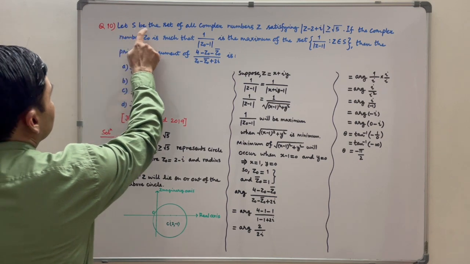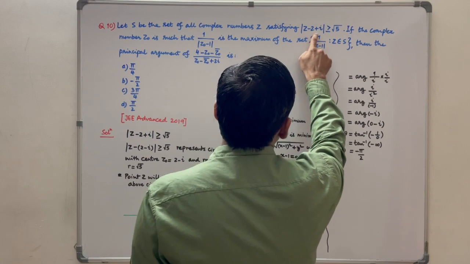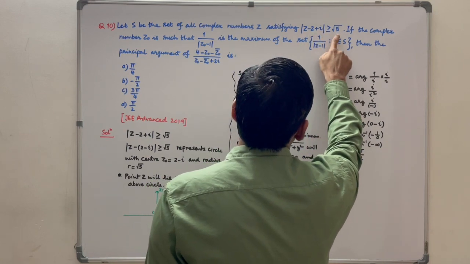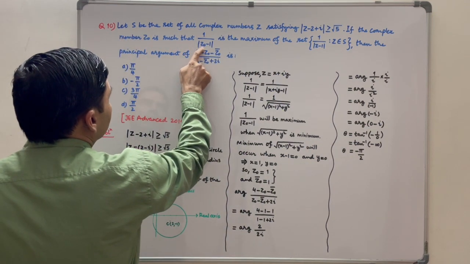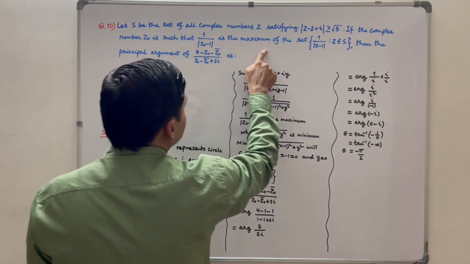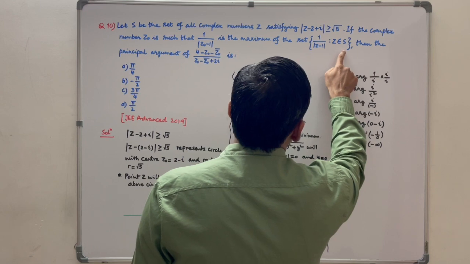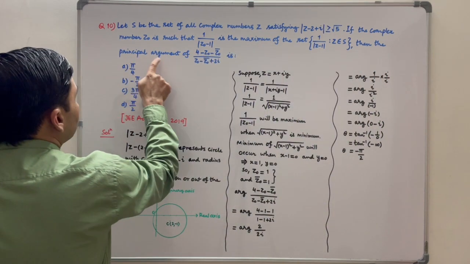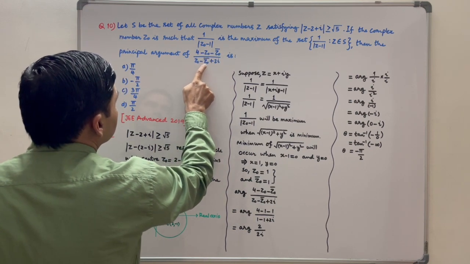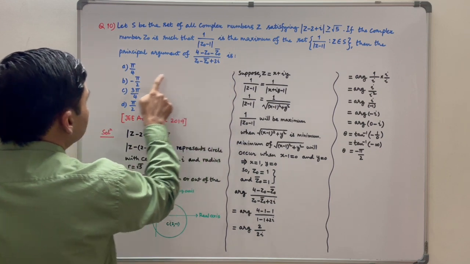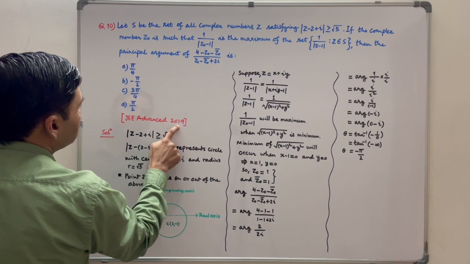Last question. Let S be the set of all complex numbers z satisfying mod z minus 2 plus i is greater than or equal to root 5. If the complex number z0 is such that 1 upon mod z0 minus 1 is the maximum of the set 1 upon mod z minus 1 such that z belongs to S, then the principal argument of 4 minus z0 minus z0 bar upon z0 minus z0 bar plus 2i is. These are the options given. This question was asked in JEE Advanced 2019.